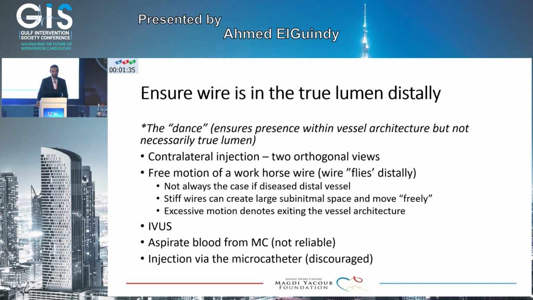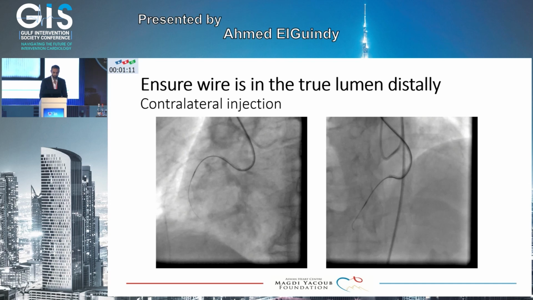Aspirating blood from the microcatheter is not really reliable, because if you have a large subintimal hematoma, you can still aspirate blood, and you're still in the subintimal space. And the last thing you want to do, which we strongly discourage, is injecting from a microcatheter, because if it happens to be in the subintimal space, your case is ruined. You'll introduce a huge subintimal hematoma, you collapse the distal true lumen, and then you really run out of options.